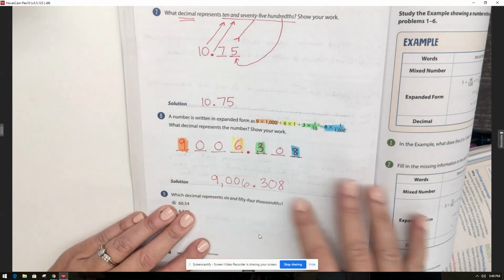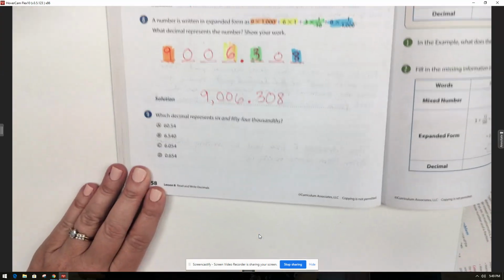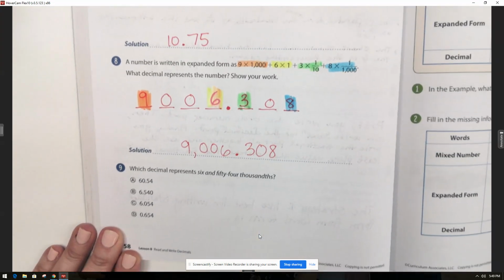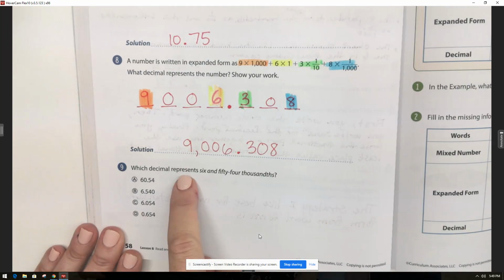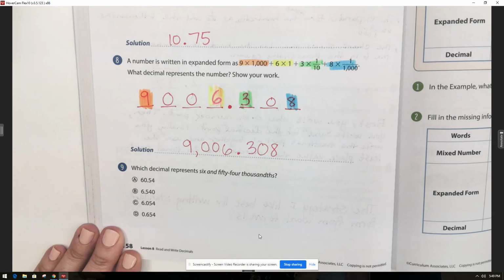Okay. Finally, as I promised you, number 9, I'm going to have you do it on your own, and then we'll see if you got it right. So it says, which decimal represents 6 and 54 thousandths? Go ahead and pause it now and choose A, B, C, or D for which decimal represents 6 and 54 thousandths.